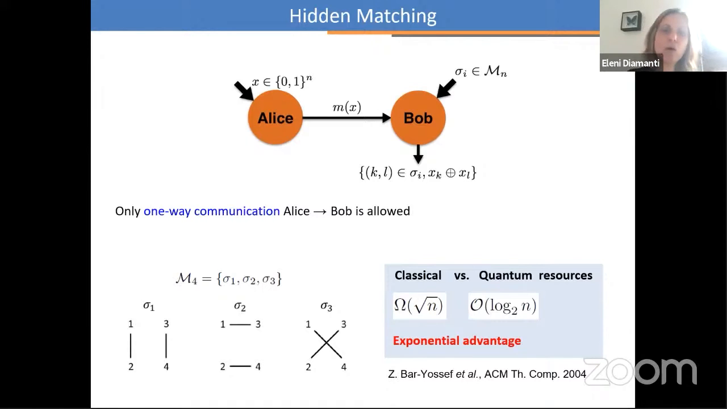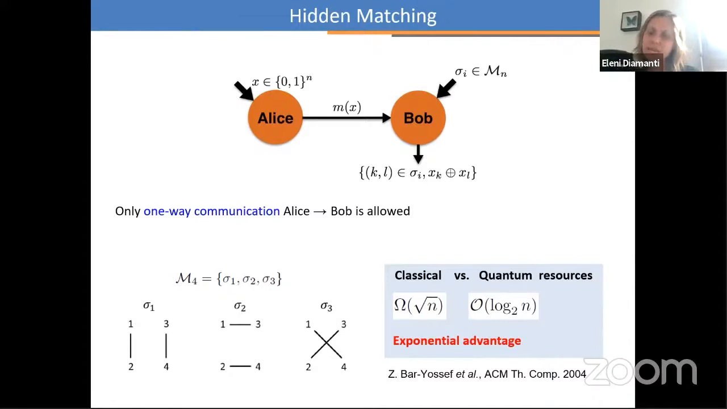You see here an example of a family, an M4 family, which has 3 possible matchings, and his goal in this protocol is to select one of these matchings, and one tuple out of one of these matchings, and find the parity value between the 2 bits inside Alice's string that correspond to this particular tuple.